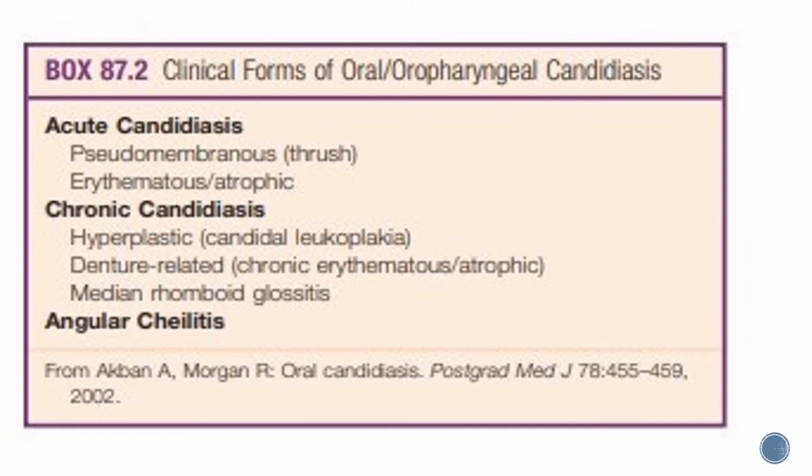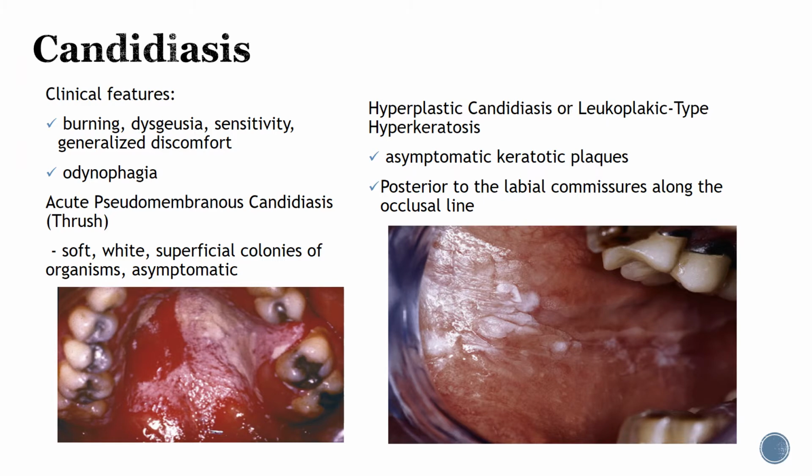This table shows the clinical forms of oral and oropharyngeal candidiasis. Candidiasis presents as a burning dysgeusia, sensitivity, and generalized discomfort. Odynophagia may be noted in association with pharyngeal or hypopharyngeal involvement. Acute pseudomembranous candidiasis, or oral thrush, has characteristic soft white superficial colonies of the organisms, may be widespread, and is often asymptomatic.